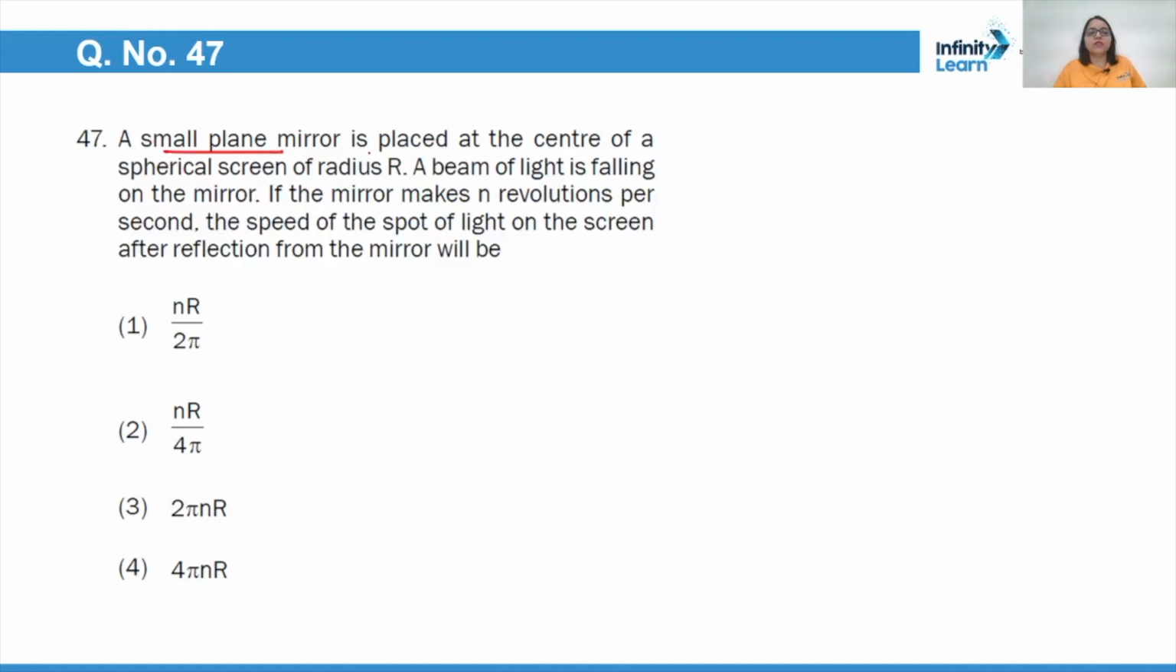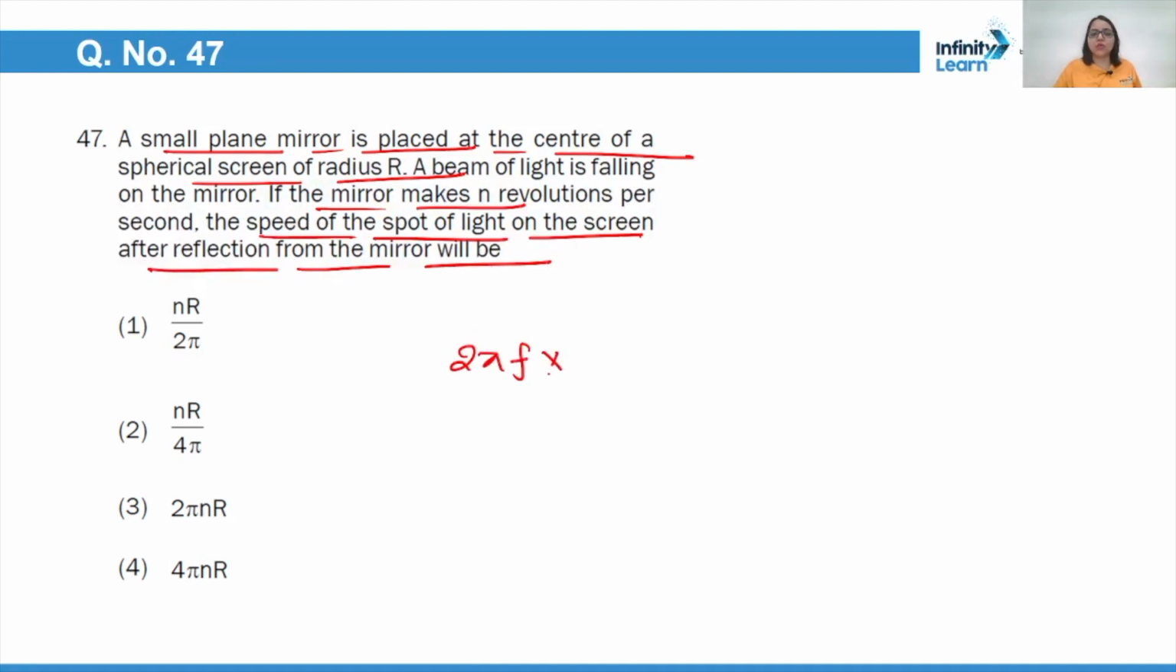Question number 47. We have a small plane mirror placed at the center of a spherical screen of radius r. A beam of light is falling on the mirror. If the mirror makes n revolutions per second, what is the speed of the spot of light on the screen after reflection from the mirror? So when you rotate the mirror by theta, the reflected ray will rotate by 2 theta. So again, frequency will be double. So frequency of the reflection will be 2n. So speed will be 2 pi into f into r, omega into r. So it is 2 pi into 2n into r, which is 4 pi n r, which is option 4.